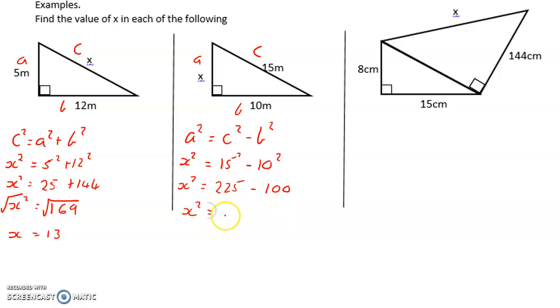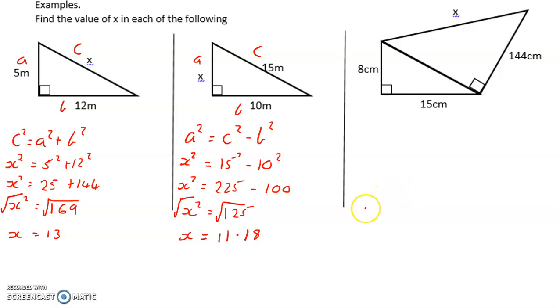So x squared equals 125. Now again, to get the x squared back to just x, find the square root of both sides, and you end up with x equals the square root of 125 is 11.18.